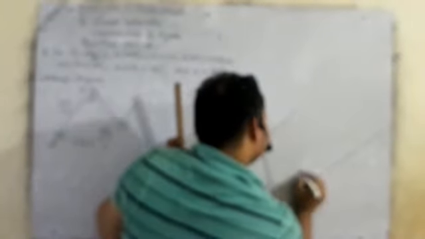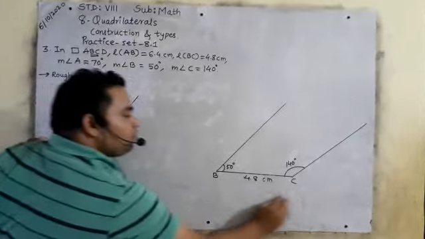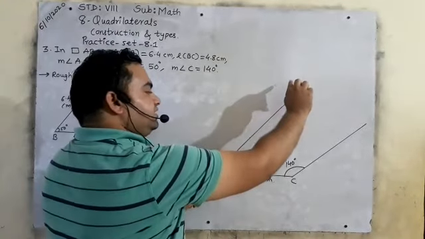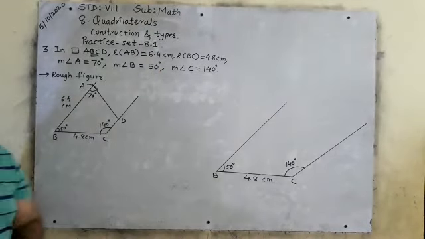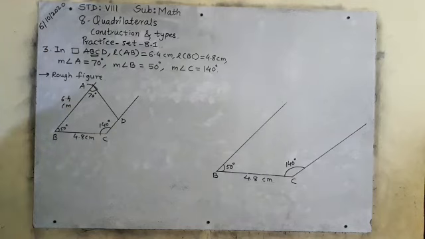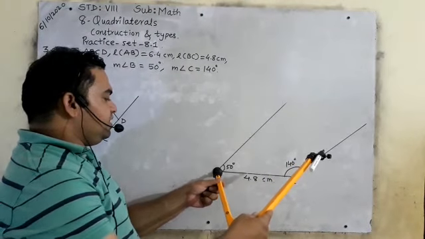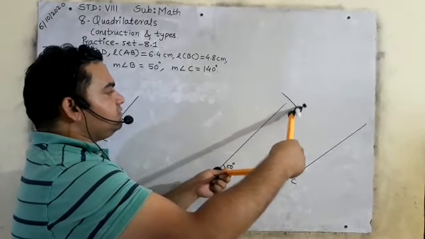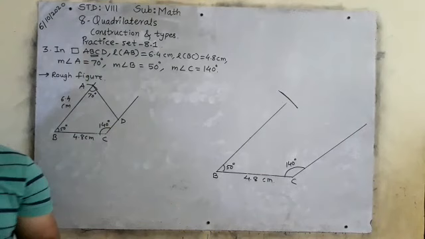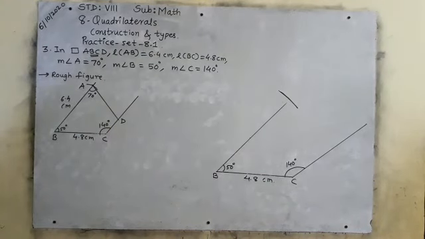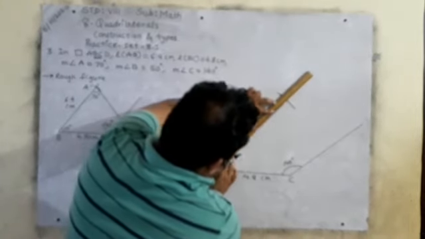This is 140 degree. Okay, students, first we will draw BC 4.8, then we will take B 50 degree and C 140 degree. Now we will take AB, that is 6.4 centimeter. Here you will use compass, and you will take 6.4 centimeter in your compass. You will keep on vertex B here, and then you will make an arc. Okay, so this is less. I will increase the line, no problem. I will increase the line over there. See, this AB line, it will increase.